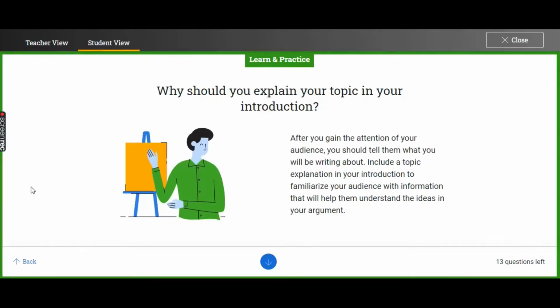You explain your topic in your introduction. After you gain the attention of your audience, you should tell them what you're going to be writing about. Include a topic explanation in your introduction to familiarize your audience with the information that will help them understand the ideas in your argument.